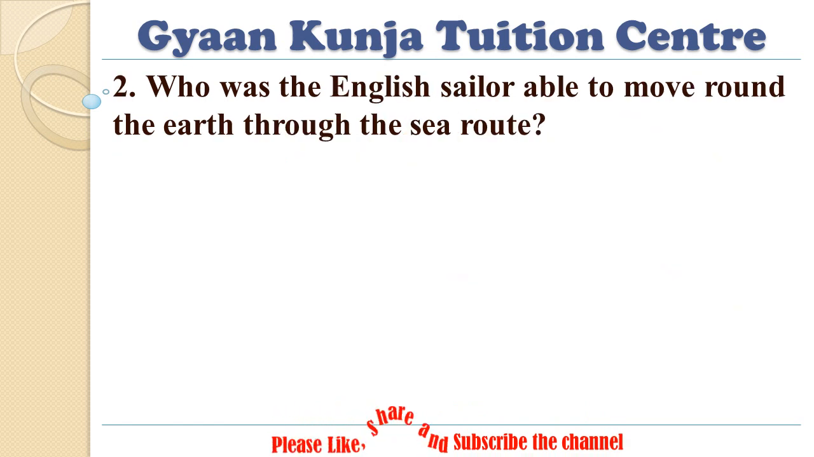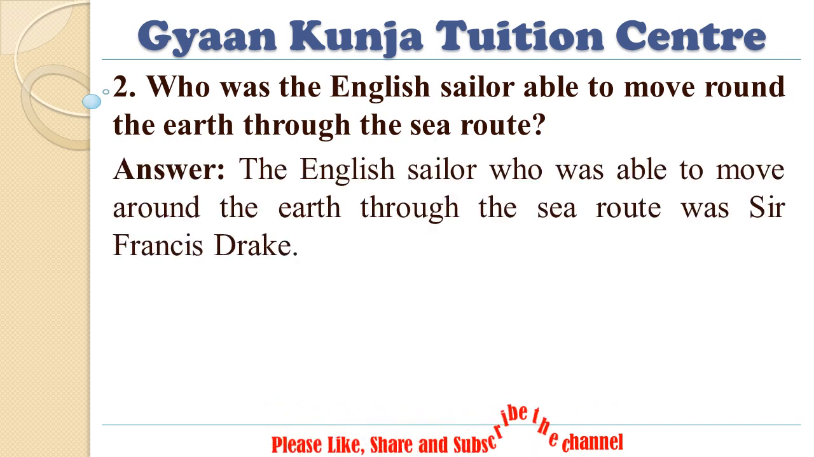2. Who was the English sailor able to move round the earth through the sea route? Answer. The English sailor who was able to move around the earth through the sea route was Sir Francis Drake.